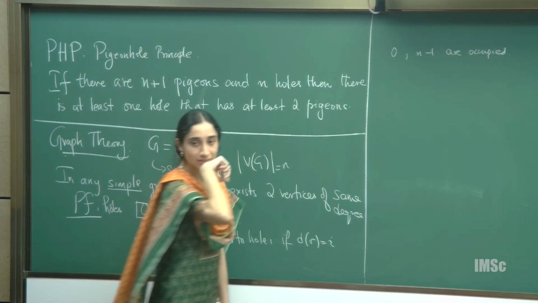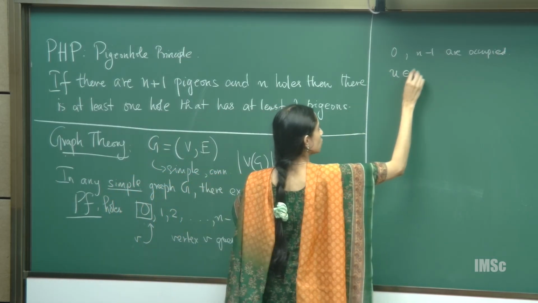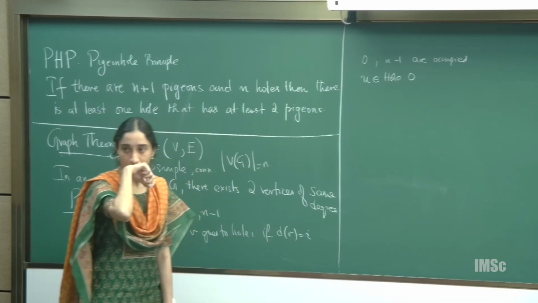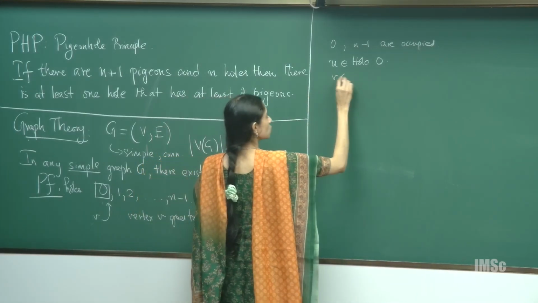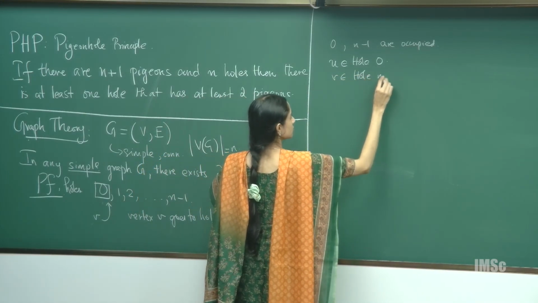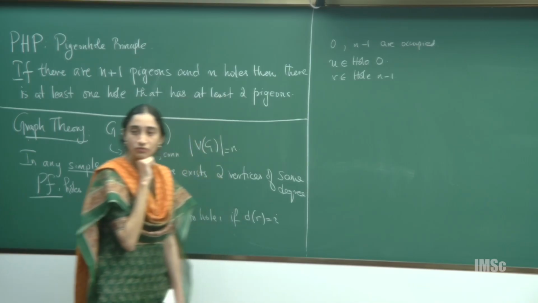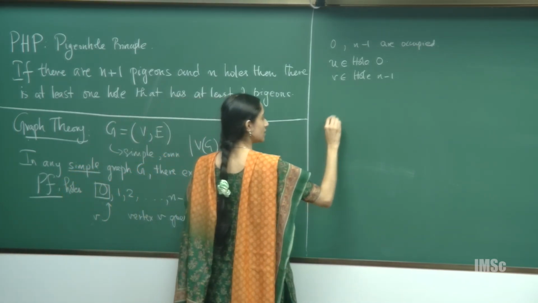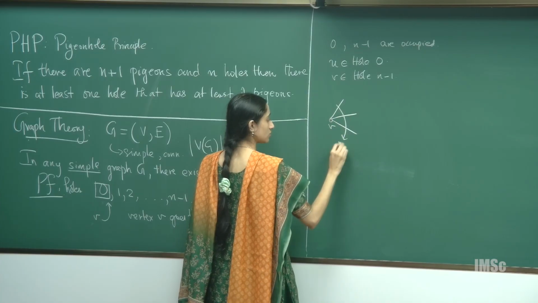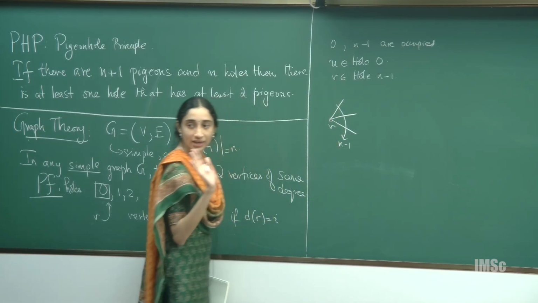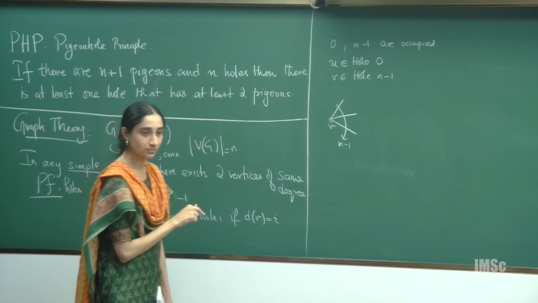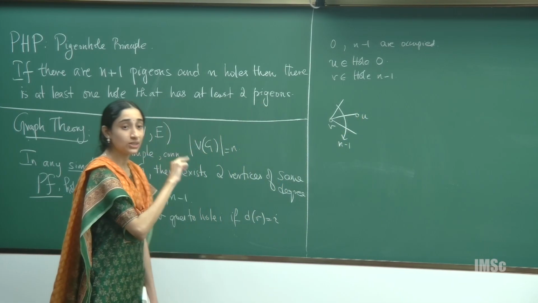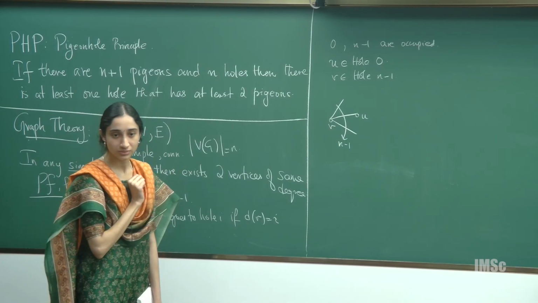This is not possible, right? So u is a vertex, let's say u is in hole 0 and v is in hole n minus 1. So v being in hole n minus 1 means that the degree of v is n minus 1, right. And there are n vertices, u is one of them, right. So u should have been one of the neighbors, then u cannot be in hole 0, right.